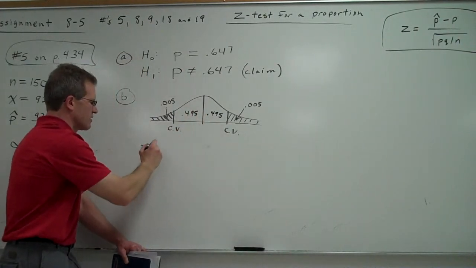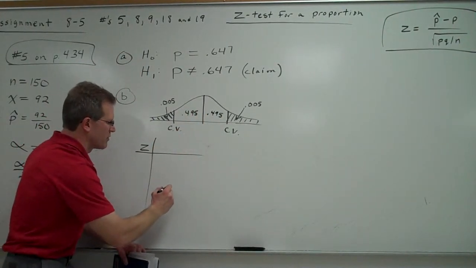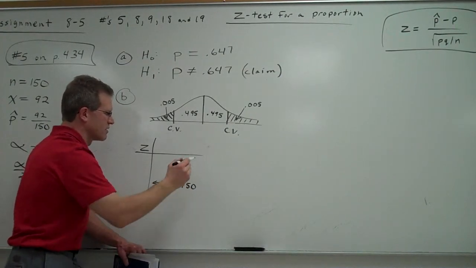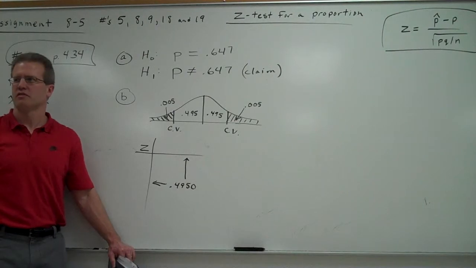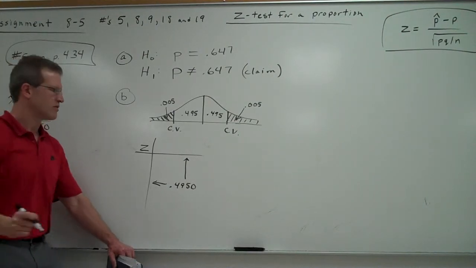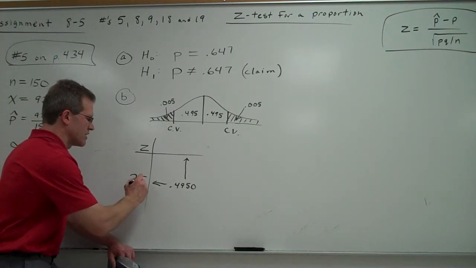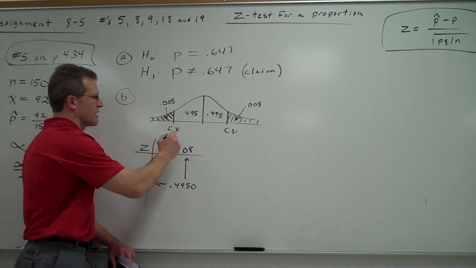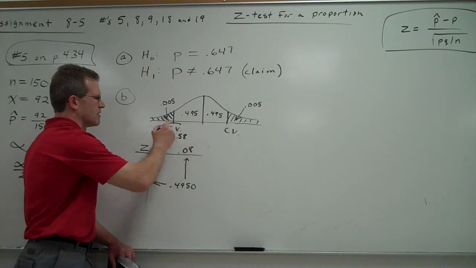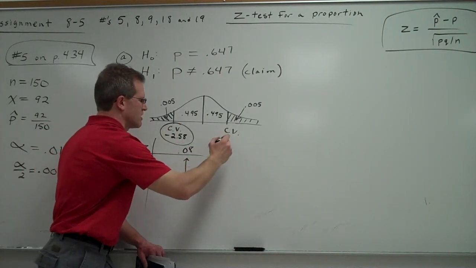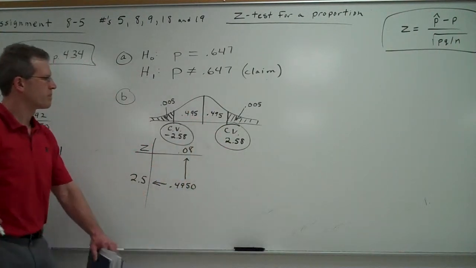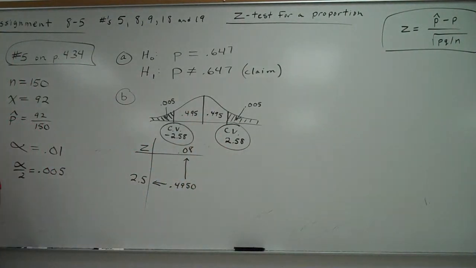Now you go to your z-chart, look up 0.4950, look over and look up. What z-score does that give us? 2.58. Others agree with that or not? Okay, good. So our left critical value is negative 2.58. Our right critical value is z equals positive 2.58. Any questions about that?